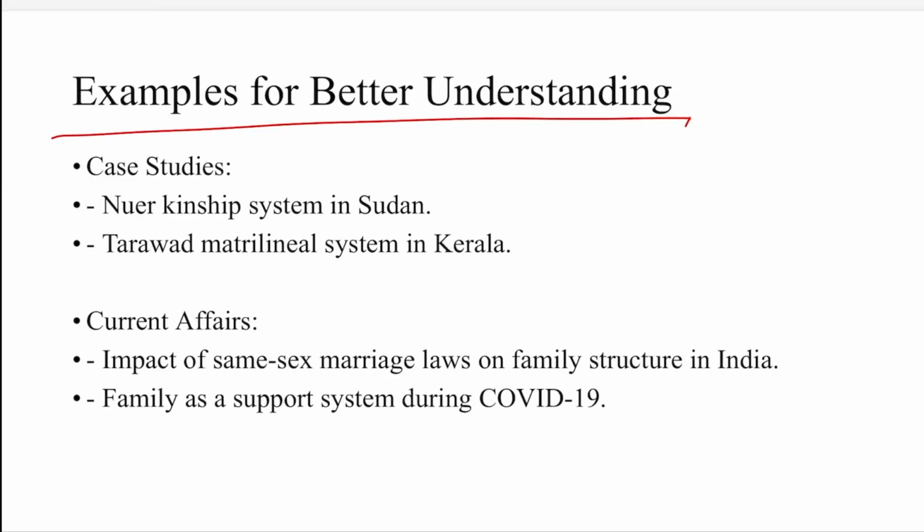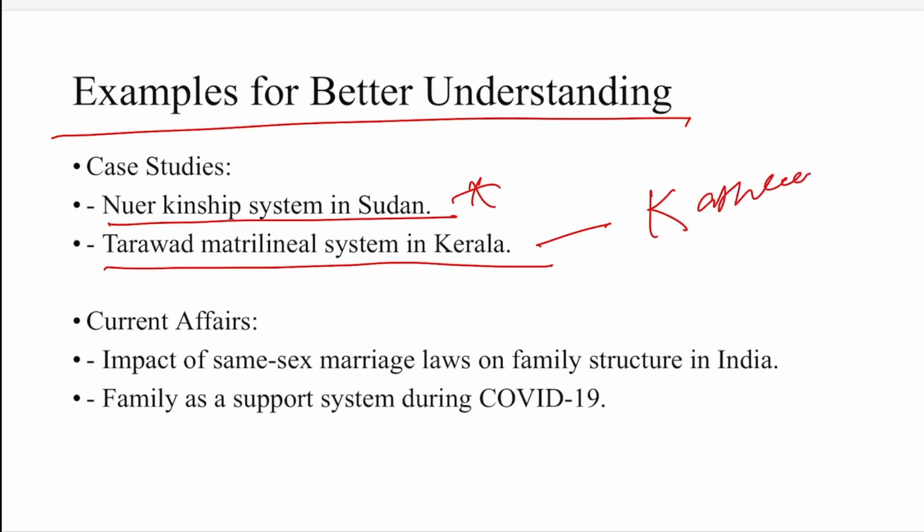We have case studies: the Nuer kinship system in Sudan, and the Tharavad matrilineal system in Kerala, which have matrilineal descent in families in Kerala. The Nuer kinship system in Sudan is a very important book by Evans-Pritchard. If you are talking about Nayars, we can read Kathleen Gough, one of the very important anthropologists working on these sections. For current affairs, the impact of same-sex marriage laws on family structure in India, and how the family support system worked during the COVID-19 era.